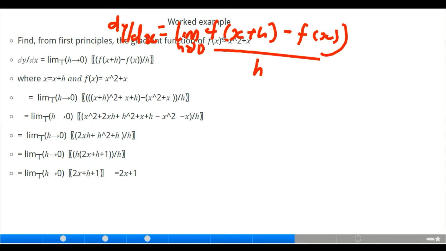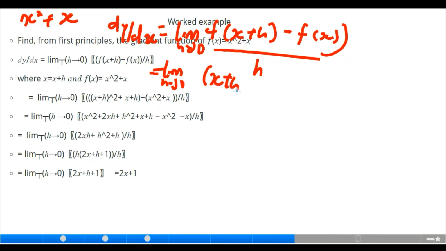Because we have actually factorized, now from here our f of x is x square plus x. So that implies that for this function, x is going to be taking the value of x plus h. So we have lim h tends to 0, and our function is now x plus h.